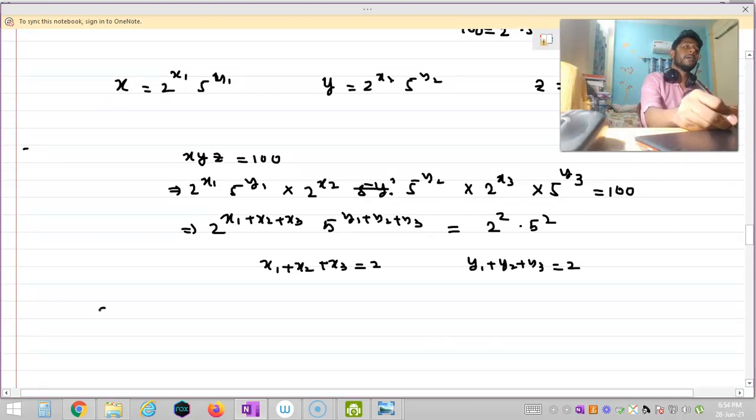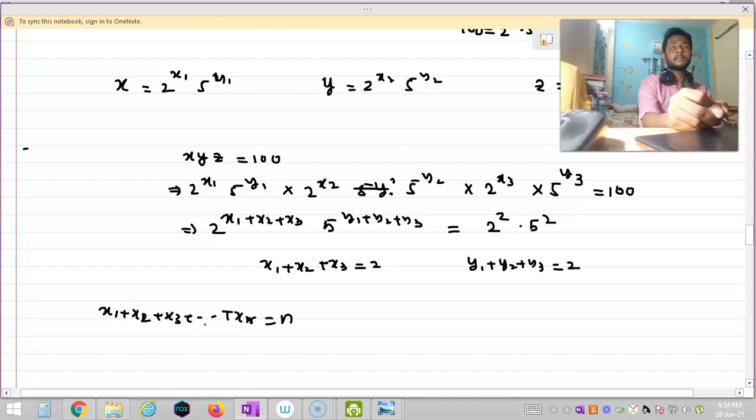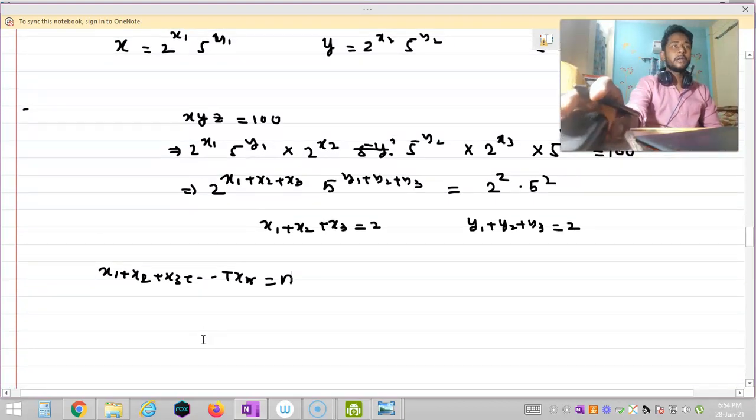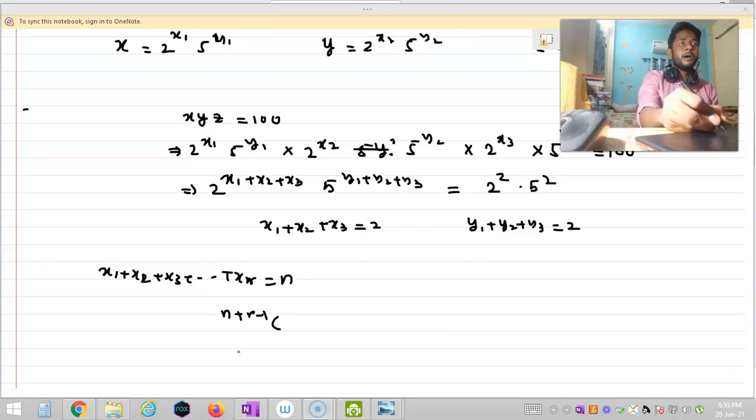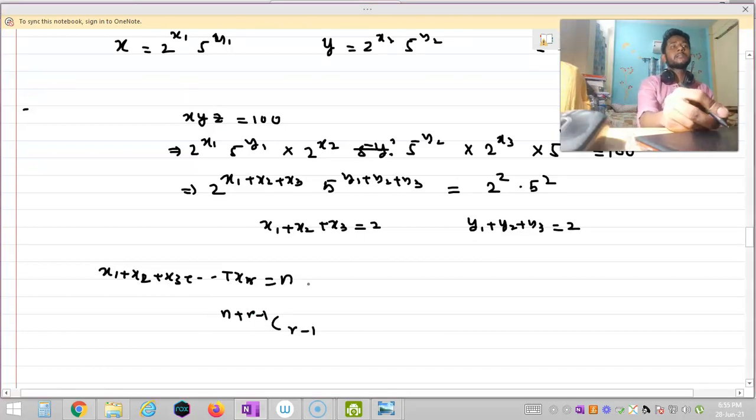I know that if x1 plus x2 plus x3 plus dot dot dot xr is equal to n, that is an equation with r variables, the number of non-negative integral solutions of this equation is (n plus r minus 1) C (r minus 1). Here r equal to 3 and n equal to 2, so I can write it as (2 plus 3 minus 1) C (3 minus 1), so this is nothing but 4C2.